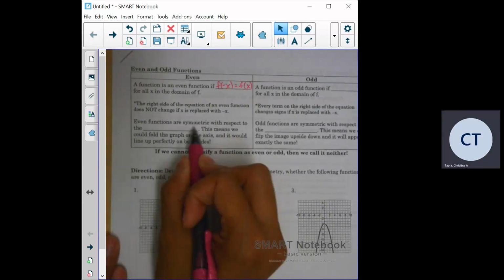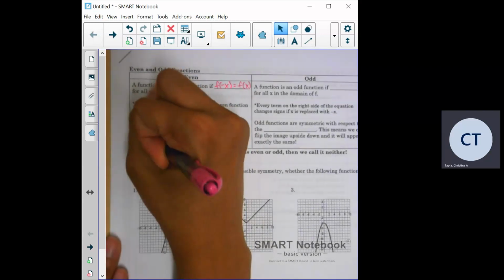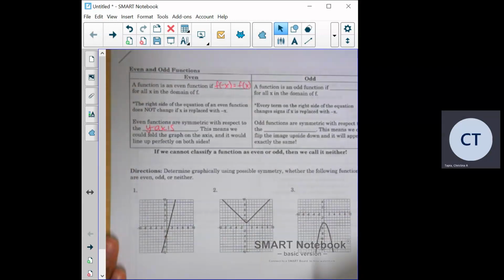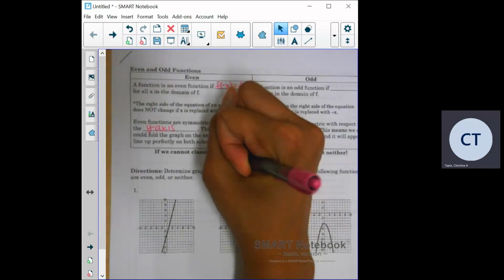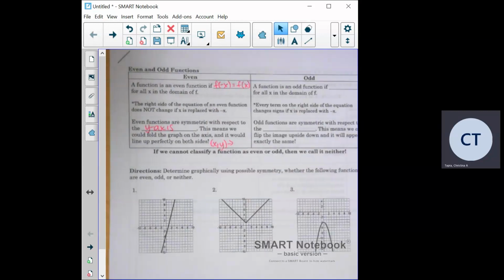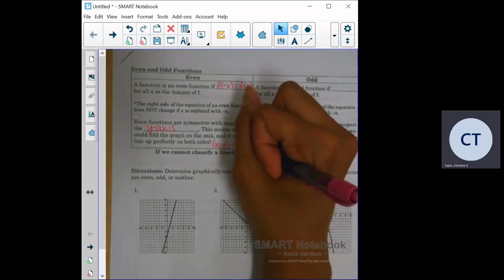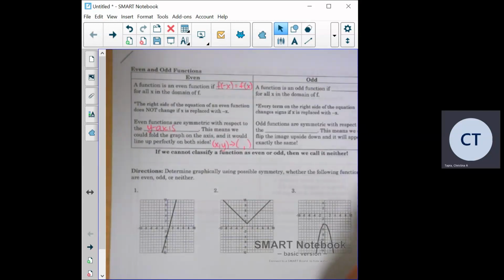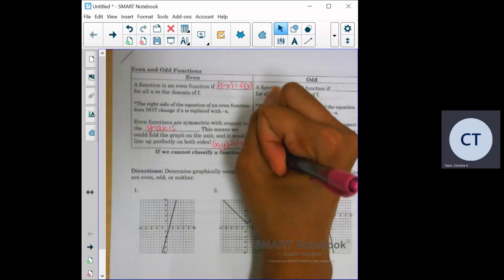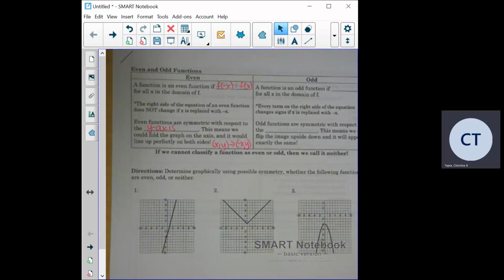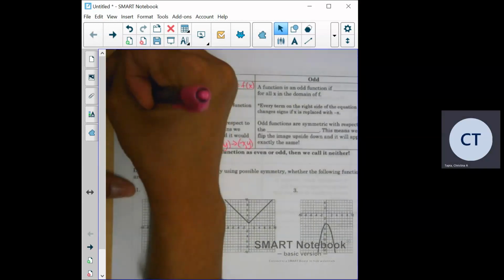Even functions are symmetric with respect to the y-axis. So that means that if you were to fold the graph on the y-axis, it would line up perfectly. Another way that you can determine if something is symmetric to the y-axis is if you have a coordinate, x and y, and it doesn't matter what the coordinate is, you're going to notice that when it's symmetric, the x values are negative and the y values stay the same. So this top part is if you're looking at it algebraically.